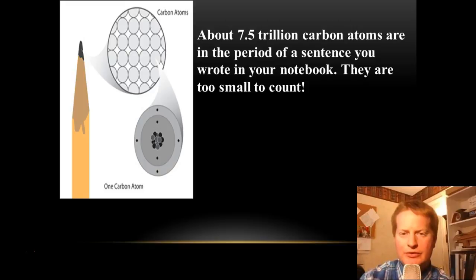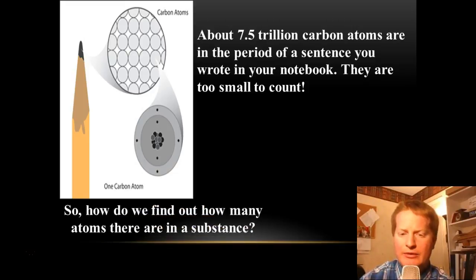So firstly, let's remember that atoms are very, very tiny, right? Just as an example, there's about 7.5 trillion carbon atoms in the period of a sentence if you write it in pencil. So if you write a period of a sentence, it's 7.5 trillion atoms of the element carbon from the graphite in your pencil. But those atoms are too small to count. They're too tiny for us to count all those little particles. But oftentimes in chemistry, we need to know exactly how many particles are there. So how do we find out how many atoms there are in a substance?